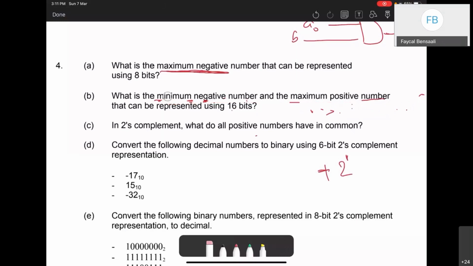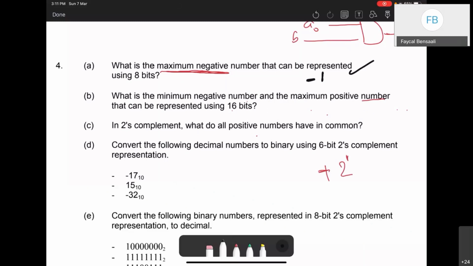So I think the first one is clear. You already answered it, so it's minus 1. The answer is minus 1. The maximum negative number that can be represented with any number of bits is always minus 1, right? Because minus 1 is more than the other one. Okay. The next one, what is the minimum negative number and the maximum positive number?